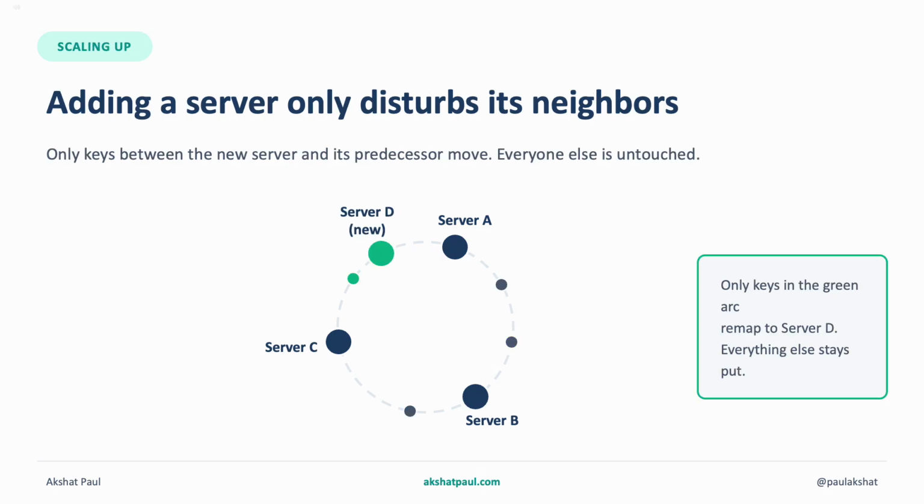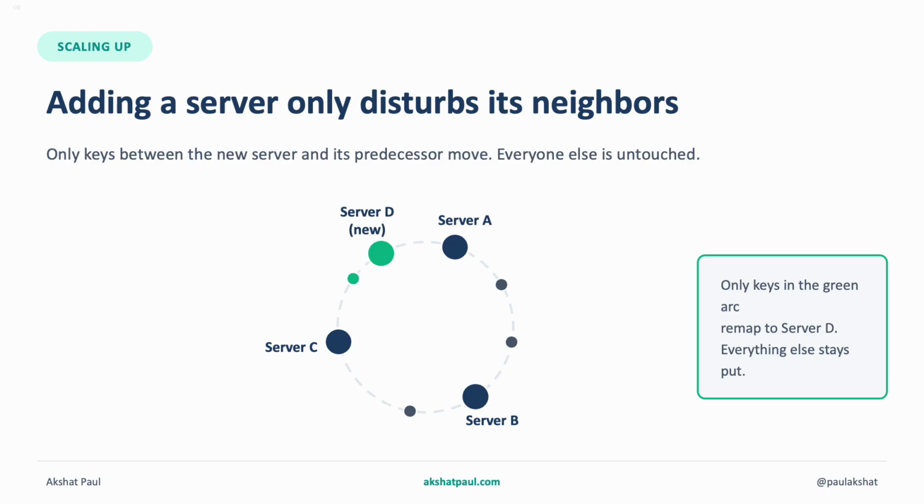Now, let's do the thing that broke naive hashing. Add a server and watch what happens on the ring. We drop server D onto the ring right between server C and server A. With naive hashing, remember, this would have remapped nearly everything. But on the ring, only the keys that fall in the small arc between server D and its predecessor need to move. Every other key is still pointing to the exact same server it always was. That green dot is the only key affected here. It used to belong to server A, now it belongs to D because D is closer going clockwise.